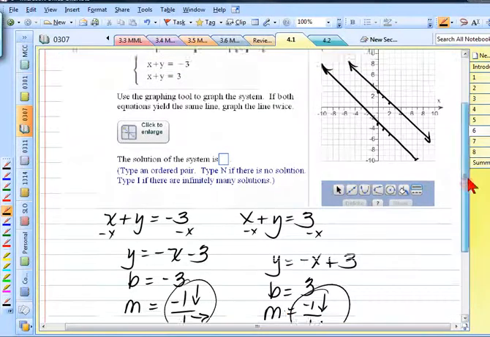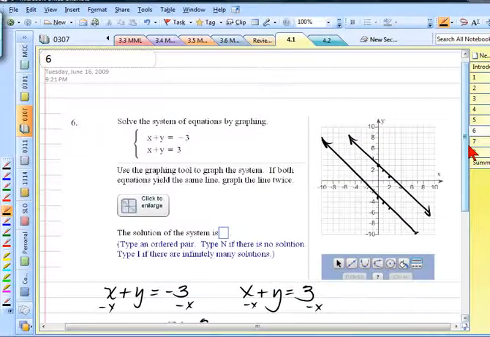Okay, now, parallel is not the answer to this question because the question didn't say, what kind of lines do you have? The question said, what's the solution to the system? It's the intersection. Parallel lines, that's the definition of parallel lines. They don't intersect, but they're in the same plane. So you put an N. I will put an N on my picture, and I will put an N right there.